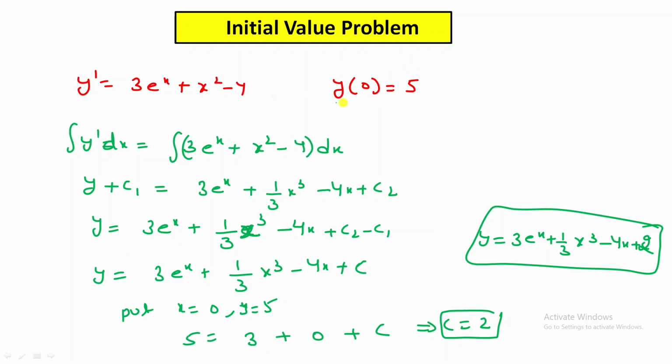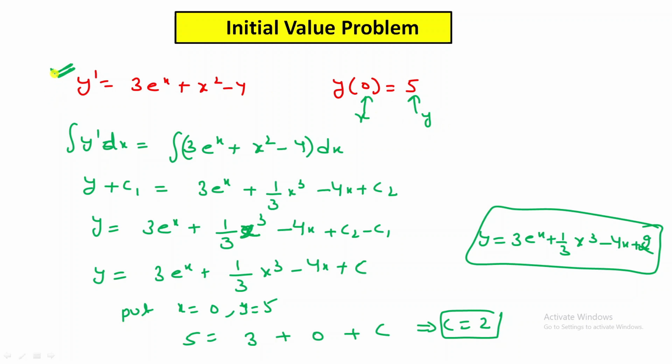Initial value problem is the same thing. We have the differential equation, and you are given some initial value, like the function value y at x equal to 0. Y of 0 equal to 5. So this is the value of y, and this is the value of x. At this point, you have to find the solution. So basically this is again a particular solution. You have to find the particular solution at this value of x comma y.